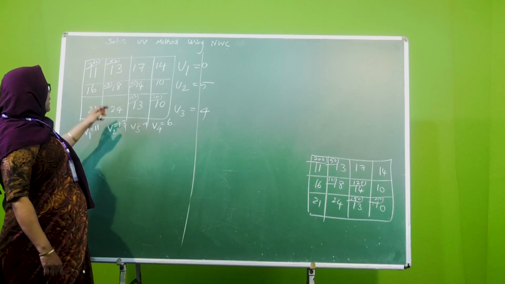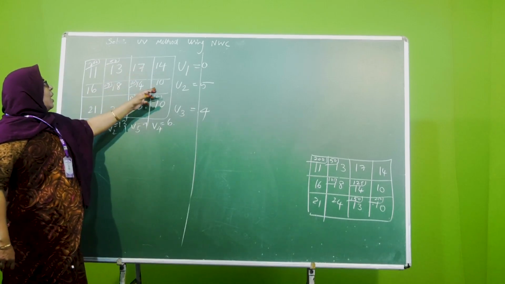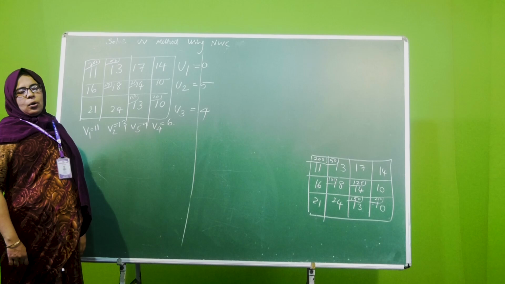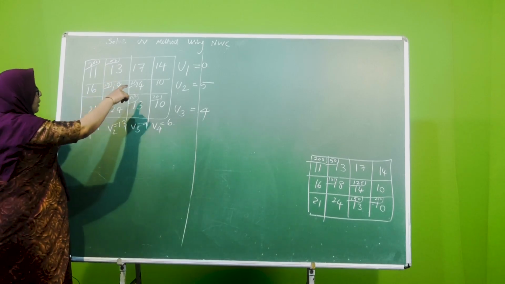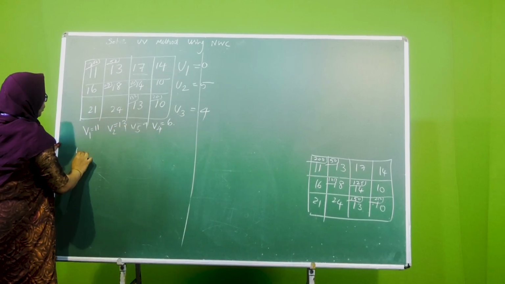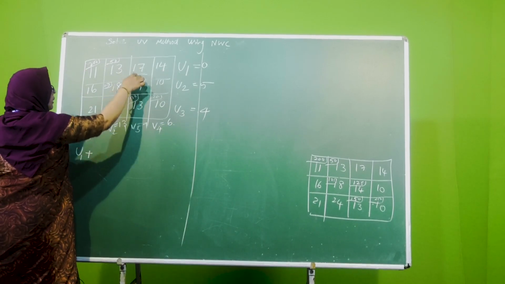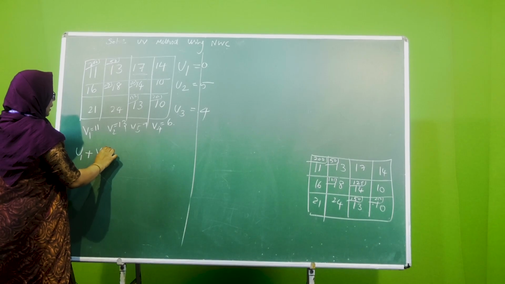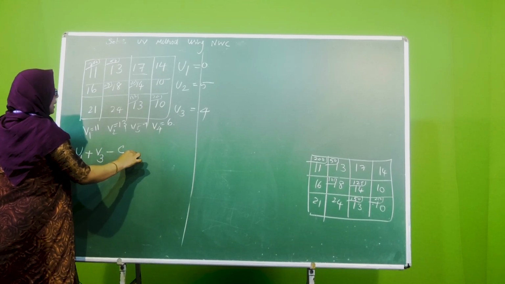Now we find the dummy allocation of the unallotted cells. What is the formula for the cell 17 in the first row? That is U1 plus V3 minus C13.